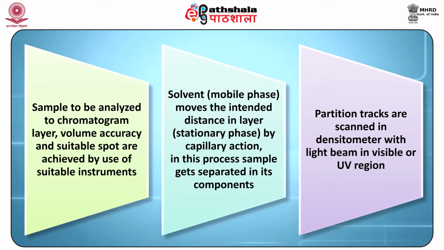Principle. HPTLC takes place in a high speed capillary flow range of a mobile phase. There are three main steps in HPTLC. The sample to be analyzed is applied to the chromatogram layer, where volume accuracy and a suitable spot are achieved by the use of suitable instruments. The solvent, the mobile phase, moves the intended distance in the layer, the stationary phase, by capillary action. In this process, the sample gets separated into its components. The separated tracks are scanned in a densitometer with a light beam in the visible or UV region.